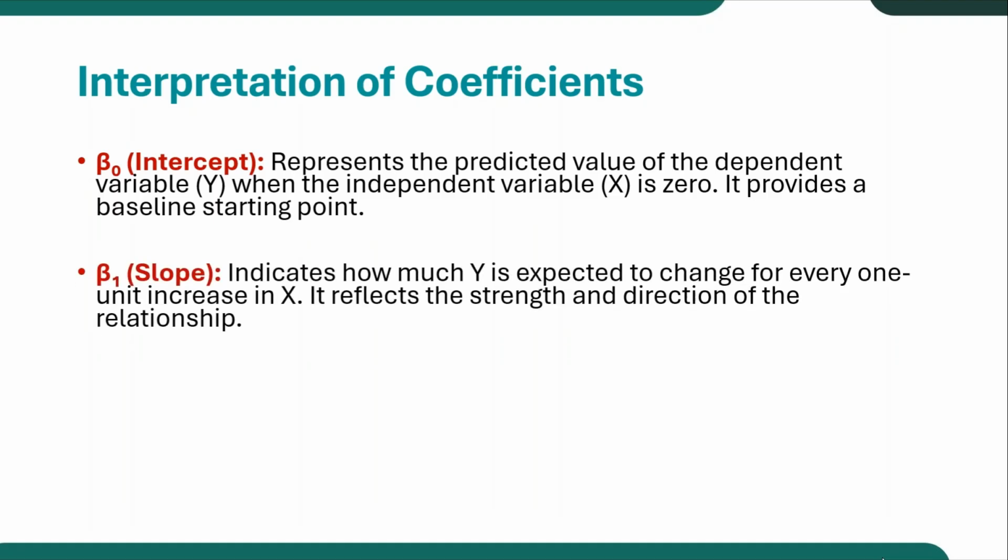Beta 1, the slope. Next, beta 1 is the slope of the regression line. It tells us how much y is expected to change for each 1 unit increase in x. This gives us insight into the strength and direction of the relationship, whether x has a strong or weak influence on y.